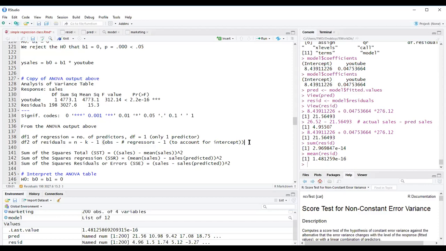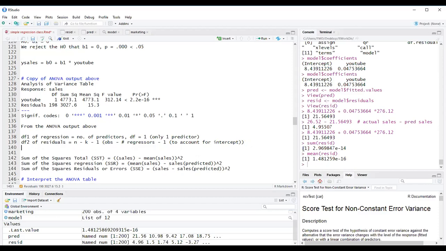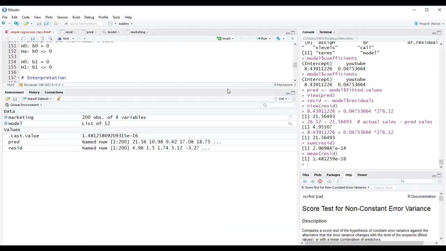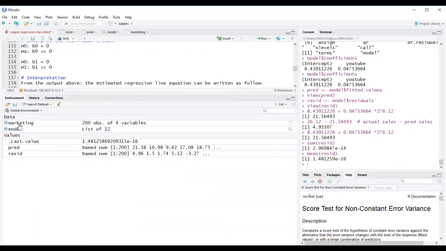So, binibilang natin guys yung degree of freedom ng residuals and it's equal to n minus k minus 1. Ilan ba yung n natin? Number of observations. Our n is equal to 200. Kita natin dito yan sa marketing natin, 200 observations.